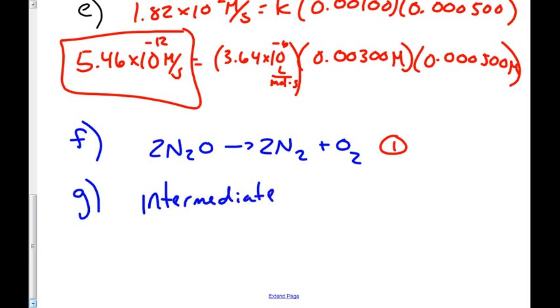Let me read you what they wrote. O is an intermediate because it is formed, then consumed. Oh, they did use it, during the course of the reaction. Had it been a catalyst, it would have been present both at the beginning and at the end, in that order. Last one.